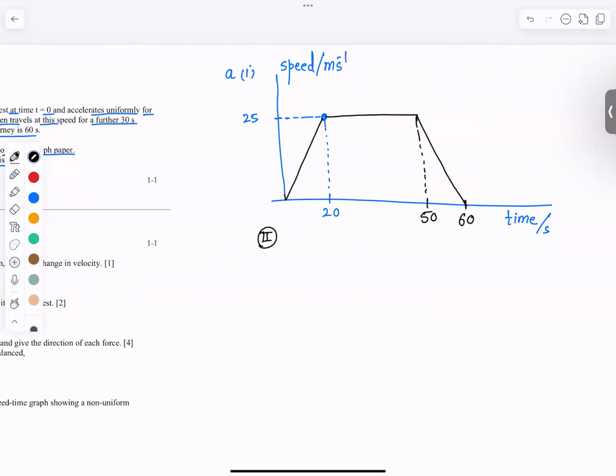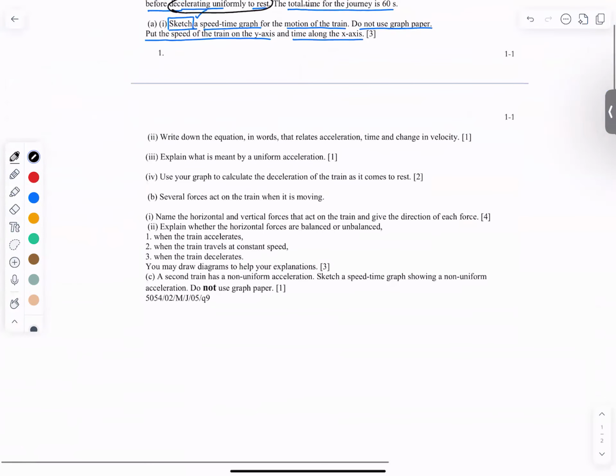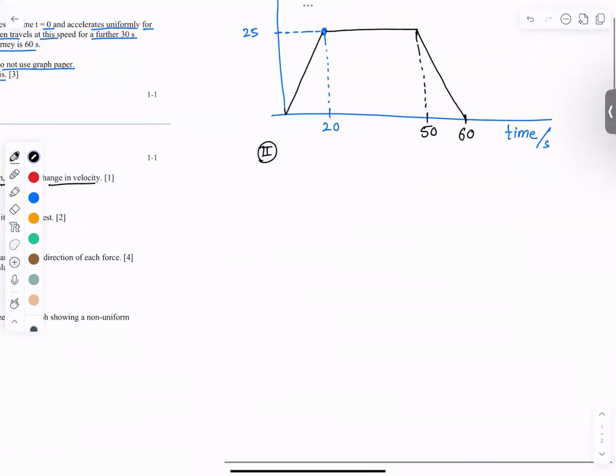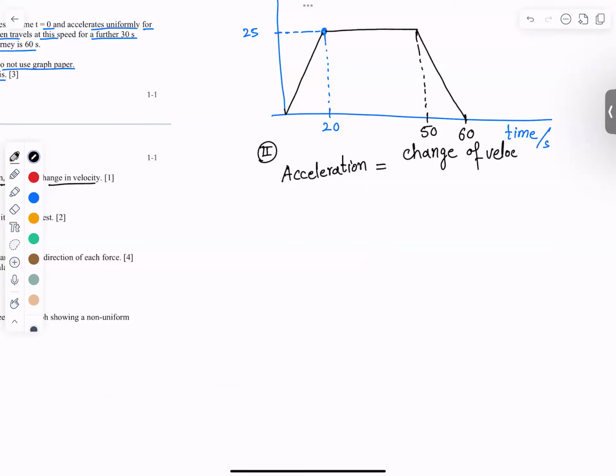Now the second part of the question is: write down a word equation that relates acceleration, time, and change of velocity. So you'll write: acceleration is equal to change of velocity over time taken. If change of velocity is divided by time, it will be the acceleration.